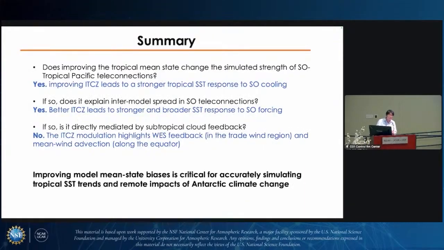So, the summary of the talk: I think the key message to the polar community is that to more realistically assess the global impacts of polar climate change signals, we actually need a better tropical mean state to be able to simulate this teleconnection. Meanwhile, for the tropical community, we actually need first the Southern Ocean signals, and then a better tropical mean state to better represent the recent SST trends in the tropics.